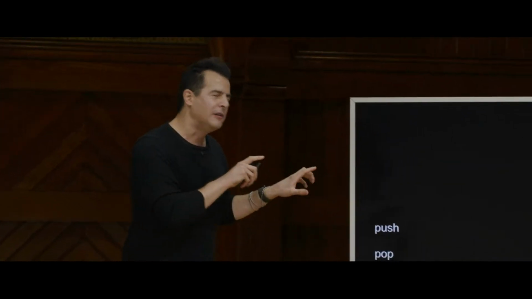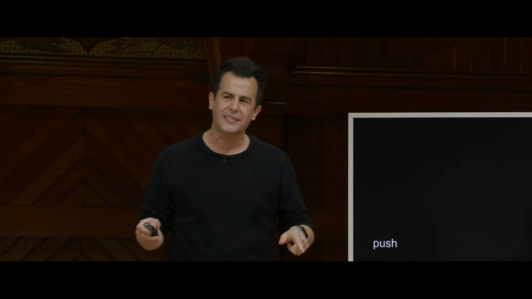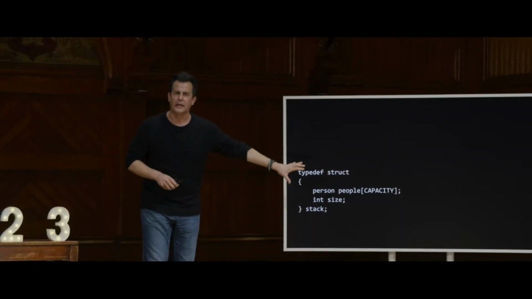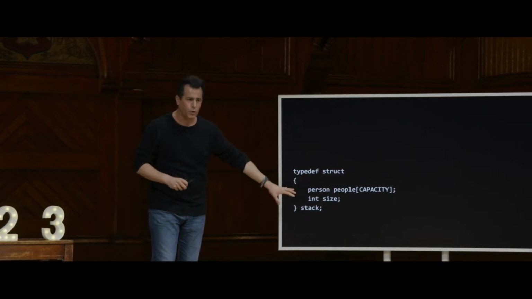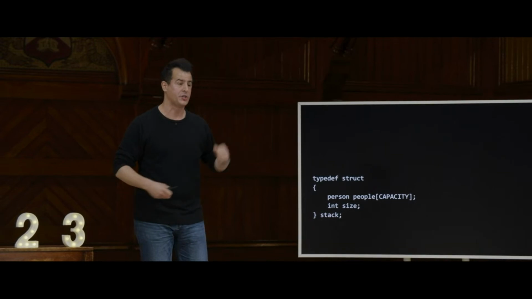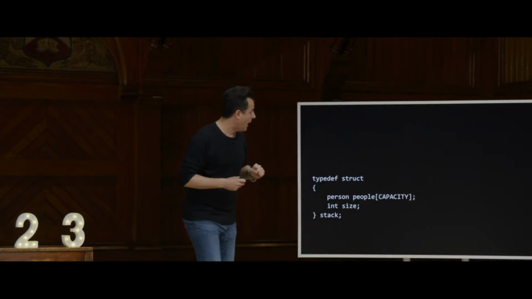But here's where things are a little interesting in terms of implementation details. A stack could be implemented almost identically underneath the hood to a queue, because what do you need? You need an array of people, which we could use our person data type for past classes.